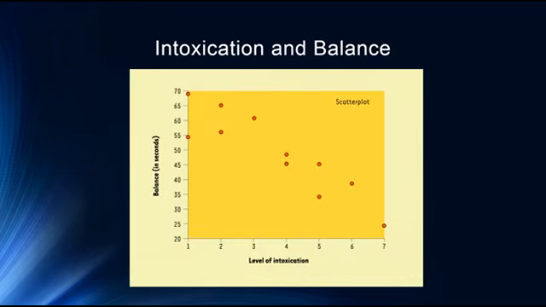So this is what we call a scatter plot. So if we talk about how long someone can balance on one foot or on a balance board, and then look at their level of intoxication, you would probably get something that looks like this. The more intoxicated they are, the less time they can actually balance.